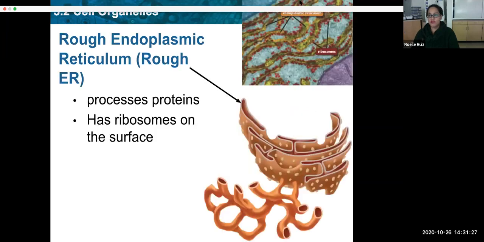The rough endoplasmic reticulum. That is a mouthful, so we abbreviate it to rough ER. And we call it rough because it has little dots all over it. And the little dots are ribosomes. And its job is to process proteins. Ribosomes is where the proteins are made. And they send the proteins to the rough ER for the proteins to be processed. Like I said, it looks rough because there's a bunch of little dots all over it. Those dots are the ribosomes.